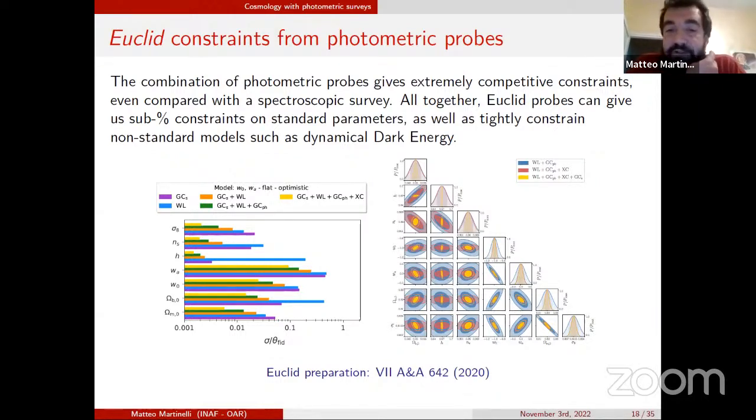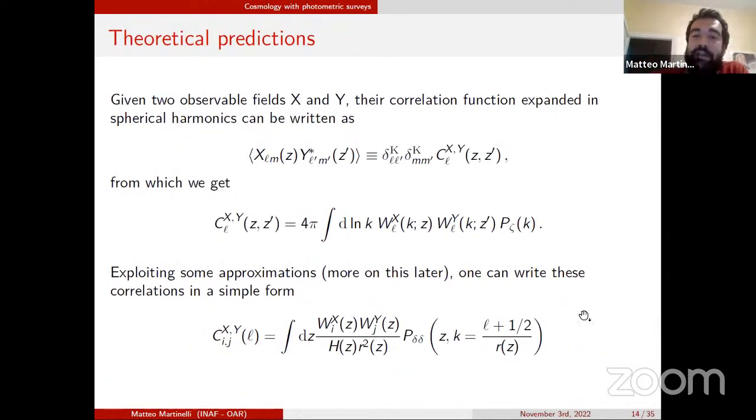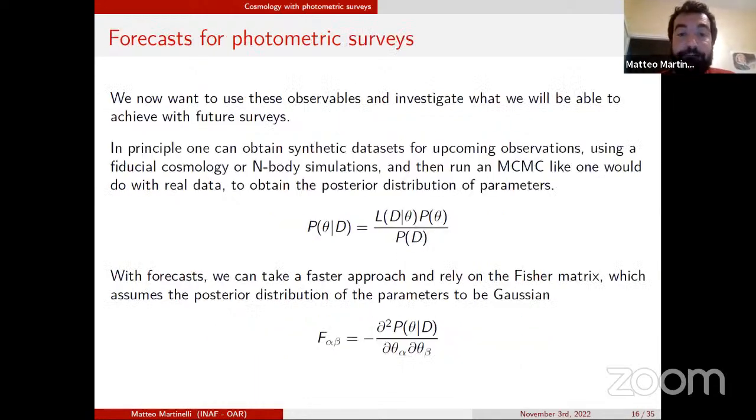So in the formalism I showed you before, let me go a little bit back, sorry. But in this formalism that you see here, we can obviously get the correlation function, for example, galaxy-galaxy, just the position of the galaxy. But we also can get the cross-correlation between these. So having one field that is the galaxy position and one field that is the shear of the galaxies, which means that we can cross-correlate this information and obtain additional information.